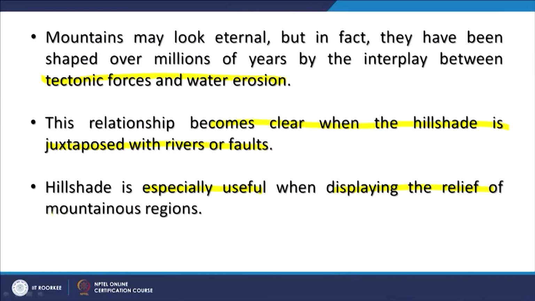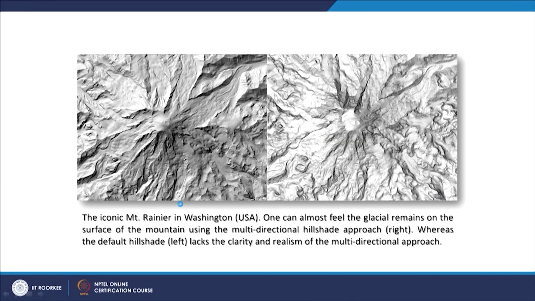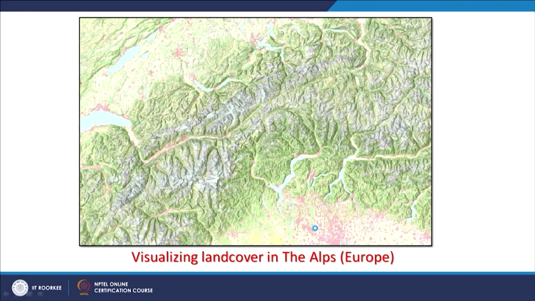Hillside is also useful when displaying the relief of mountainous regions, and for plain areas also. Like for example, hillside with a single direction illumination source, and hillside with a multi-directional illumination source. And this is Mount Rainier, a very famous landform or landscape of the Washington region, and there you can see what the advantages of multi-directional are. All minute details are there.